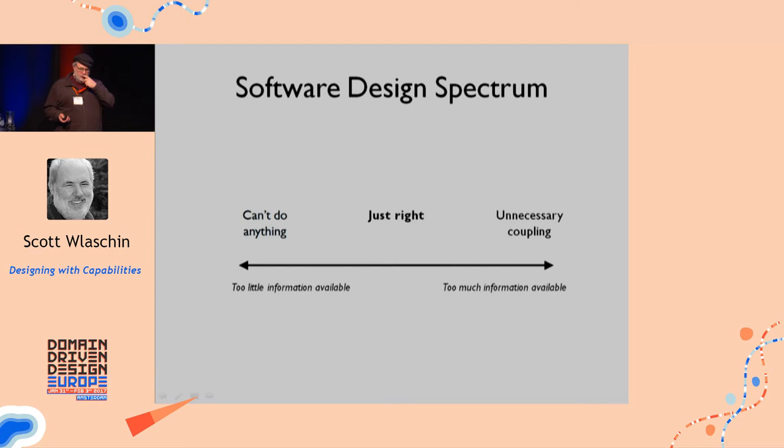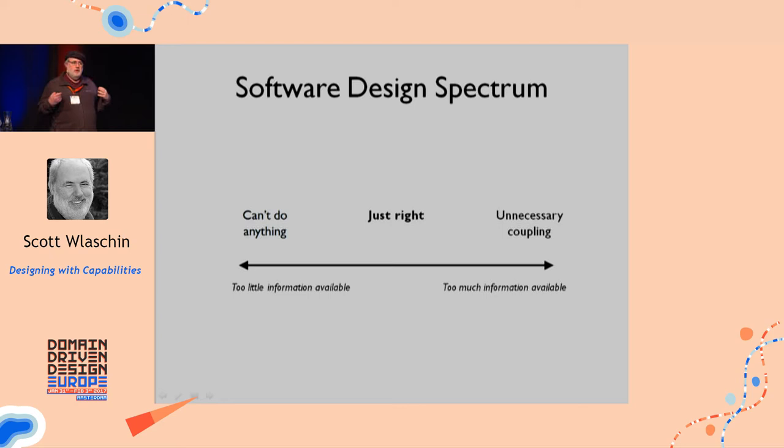So in the software world, there's a spectrum. If you have too little information, you can't do anything. Right? If my API has no methods on it, I can't even call it. On the other hand, if it has too much stuff, it's dangerous. You can get unnecessary coupling, it makes it hard to refactor, you get these big ball of mud kinds of things. So somewhere in the middle, there's a point which is sort of just right.